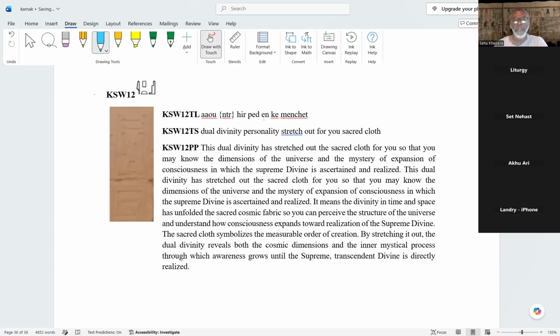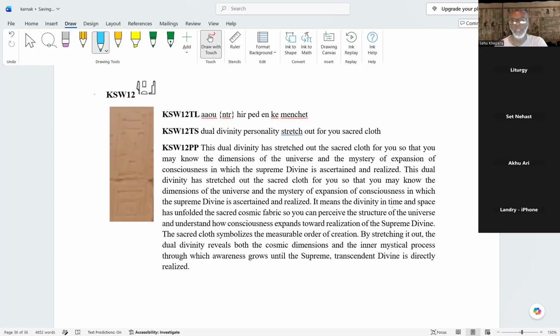Au neter herper en Kemetic. This dual divinity has stretched out the sacred cloth for you, so that you may know the dimensions of the universe and the mystery of expansion of consciousness, in which the Supreme Divine is ascertained and realized. This dual divinity has stretched out the sacred cloth for you, so that you may know the dimensions of the universe and the mystery of expansion of consciousness, in which the Supreme Divine is ascertained and realized.